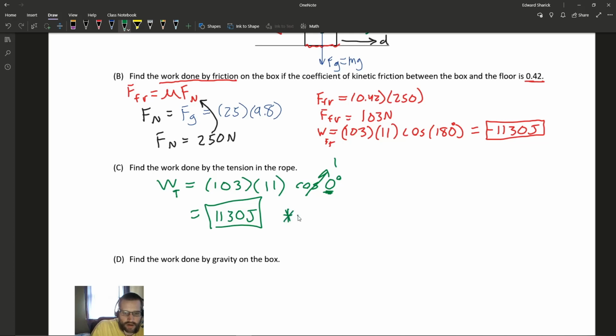So this work is canceling with the work of friction. And that's why it's not accelerating. So, or rather, because it's not accelerating, we know these works are canceling because a_x is 0.